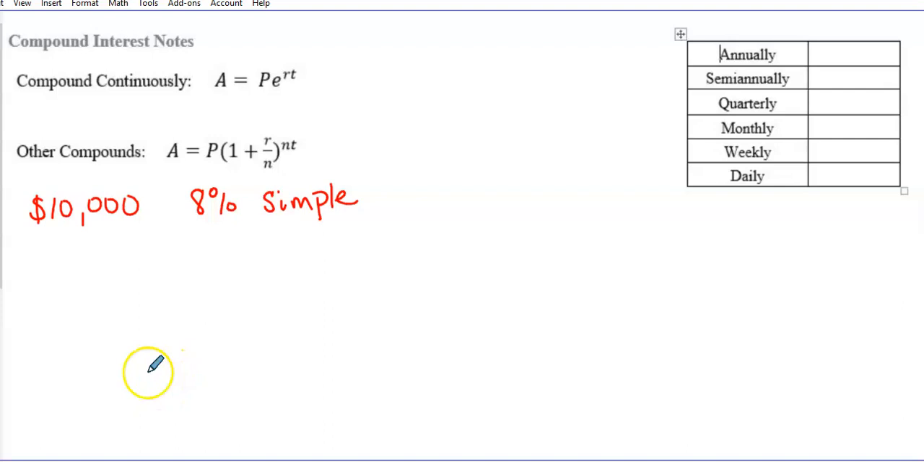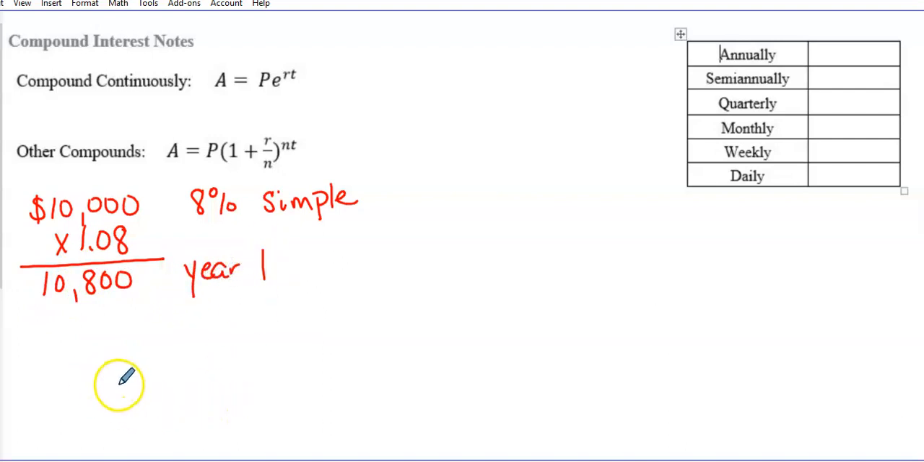So if you leave your $10,000 in there, they will take that $10,000 and multiply that times 1.08. The 1 is the original $10,000. And then the 0.08, of course, is the 8%. So they will add that to your $10,000, and at the end of year 1, you have $10,800.